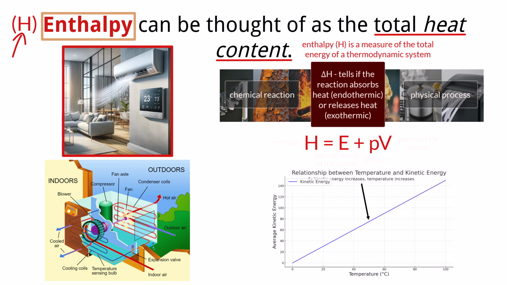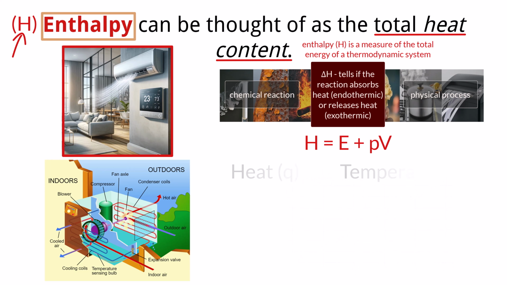When a process occurs at constant pressure, such as in the room you're sitting in, the change in enthalpy, delta H, is equal to the heat exchanged between the system and its surroundings. This is why enthalpy is often associated as heat. When we measure enthalpy changes, we are looking at the difference in enthalpy between reactants and products during a chemical reaction or physical change. Heat, Q, and temperature, T, are related but different concepts.